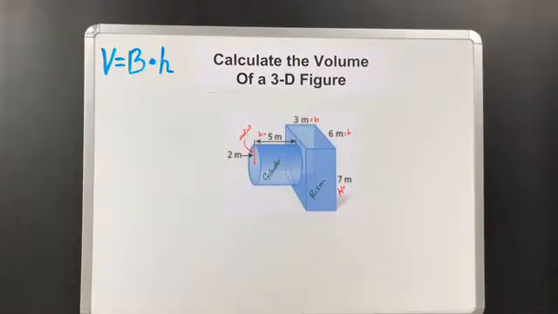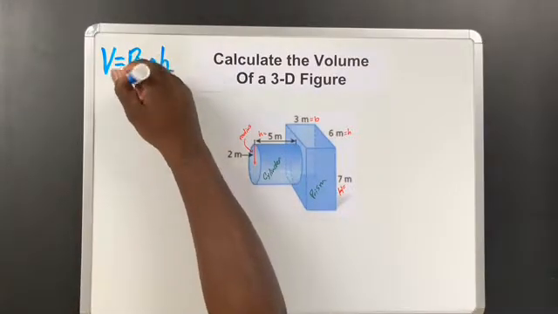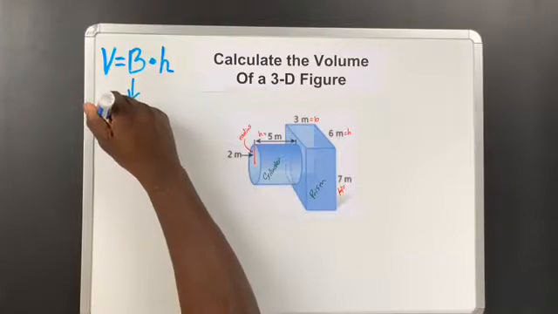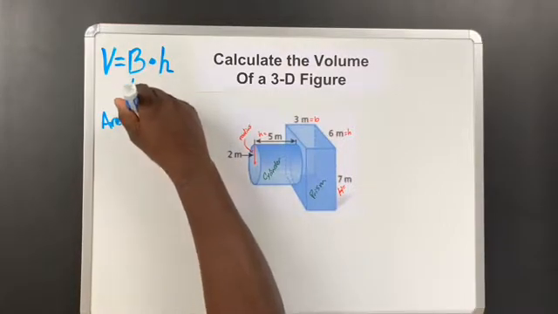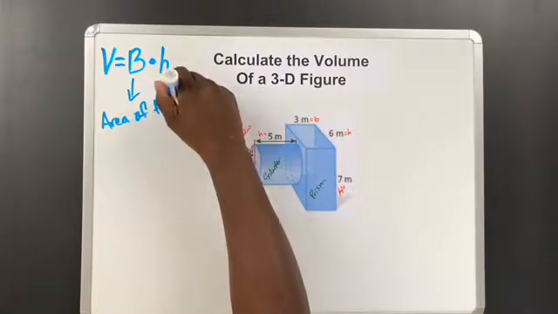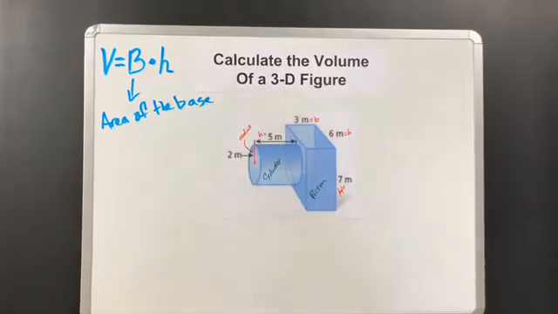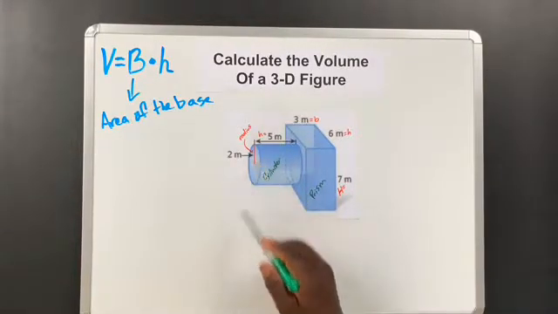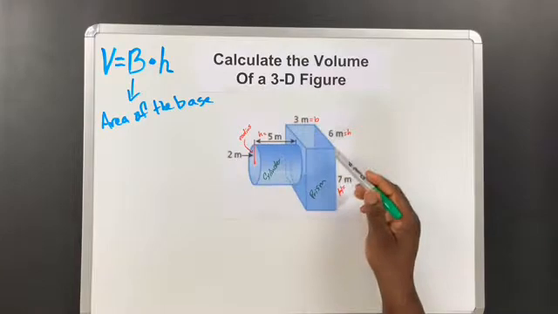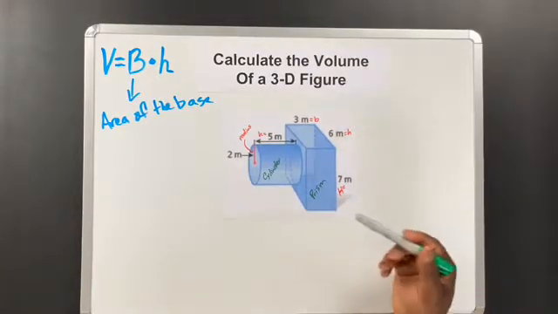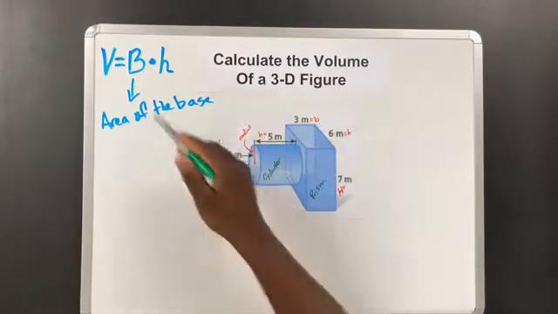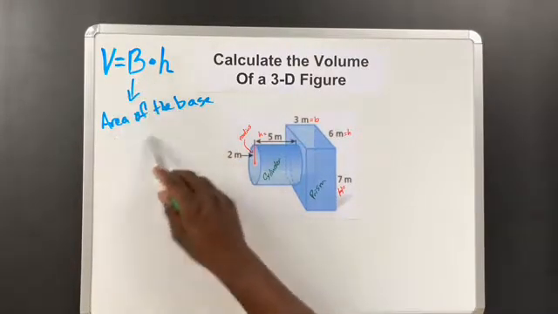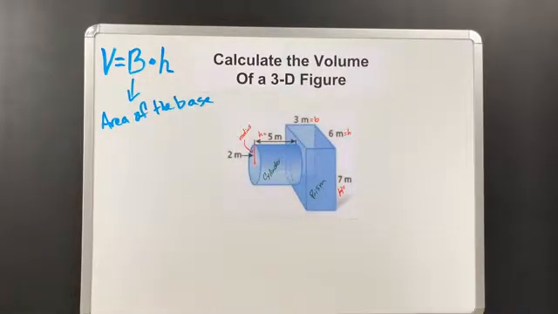Now, in this case, big B represents the area of the base. Now, this is very important because depending on what type of three-dimensional figure you're dealing with, the shape of the base can be a circle, or the shape of the base can be a rectangle, the shape of the base can be a triangle or a trapezoid. So in that case, when we're dealing with the area of the base, it may call for a different formula. So we're going to keep that in mind.